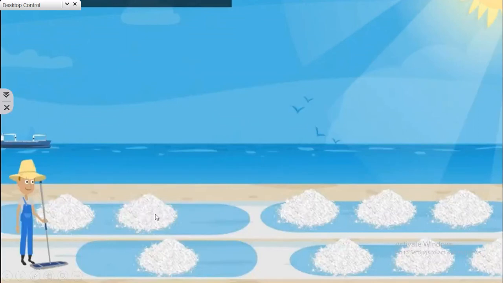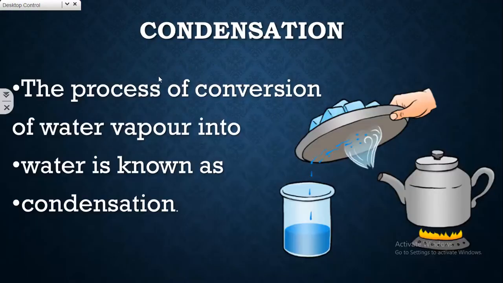Later this salt can be taken and it has to undergo various purification processes to get the common salt we are using in our kitchen. And the reverse process of evaporation is condensation. By the evaporation process, you are able to remove the soluble solids present in it but not the liquid, since it changes into vapor state and gets mixed with the air. Whereas in the condensation process, we are able to get back that vapor.